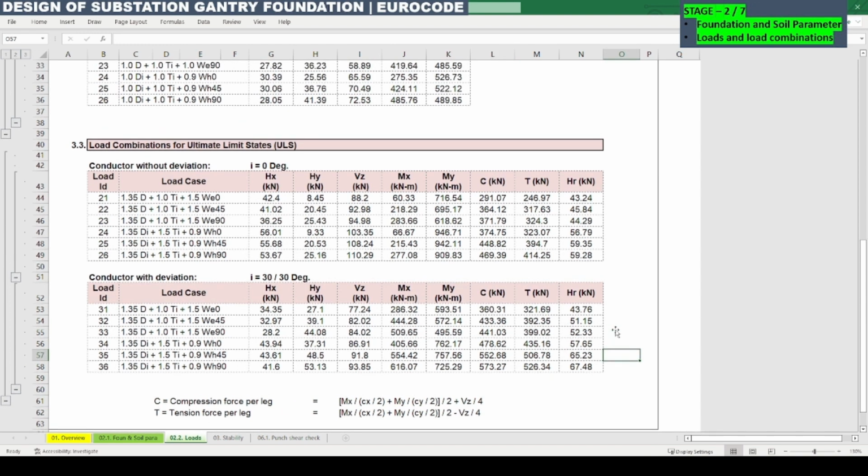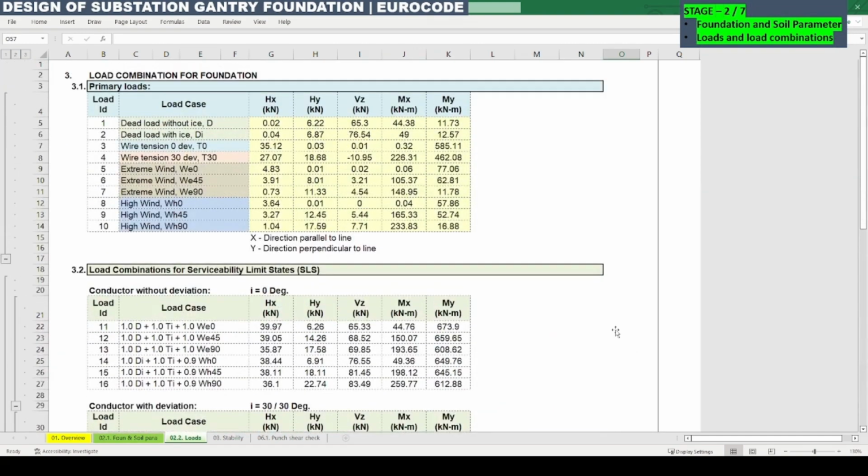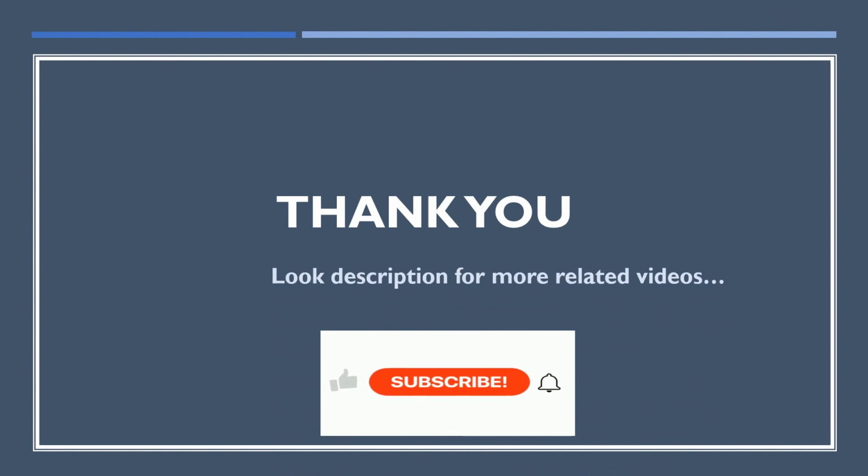So with this, stage 2 we can end, and we will look at the next stage for stability. Thank you.